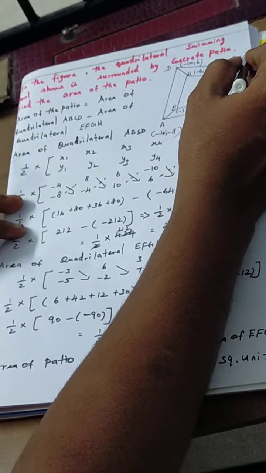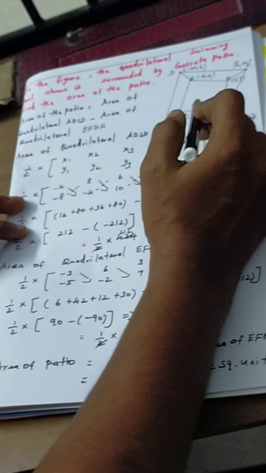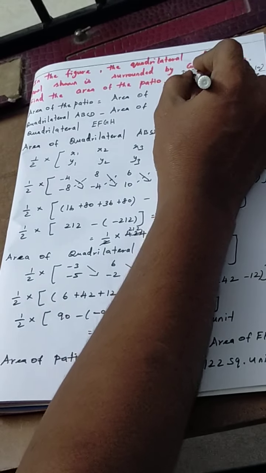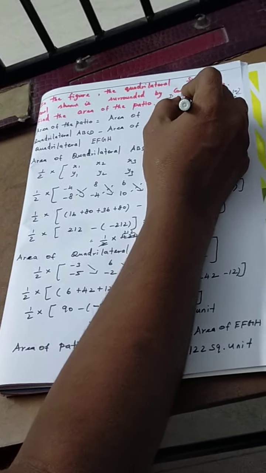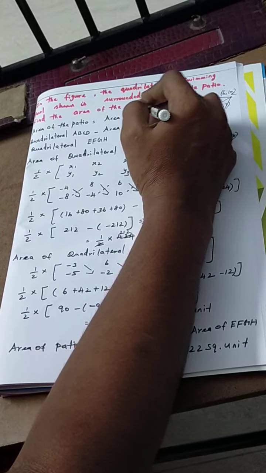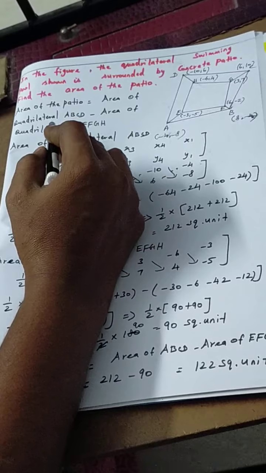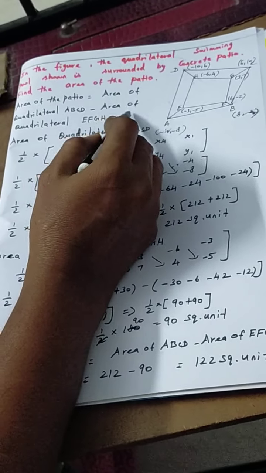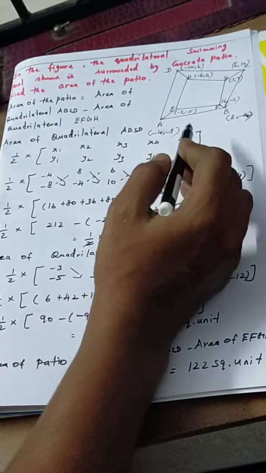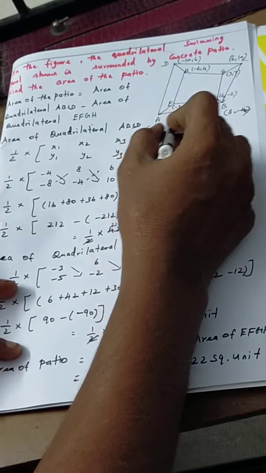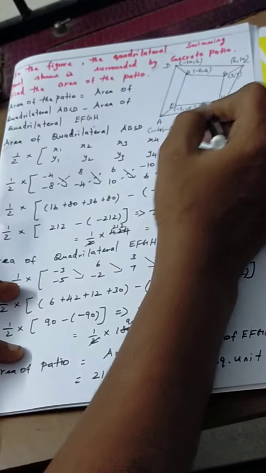ABCD is the outside quadrilateral. Then EFGH is the inside quadrilateral. This is the area of the outside concrete only, that only find out, the area of the patio. So area of the patio equal to area of quadrilateral ABCD minus area of quadrilateral EFGH. The same pictorial method only you find out the answer. First you find out area of quadrilateral ABCD.